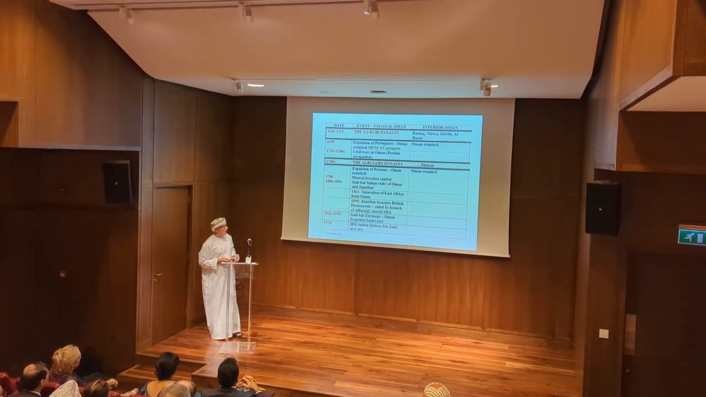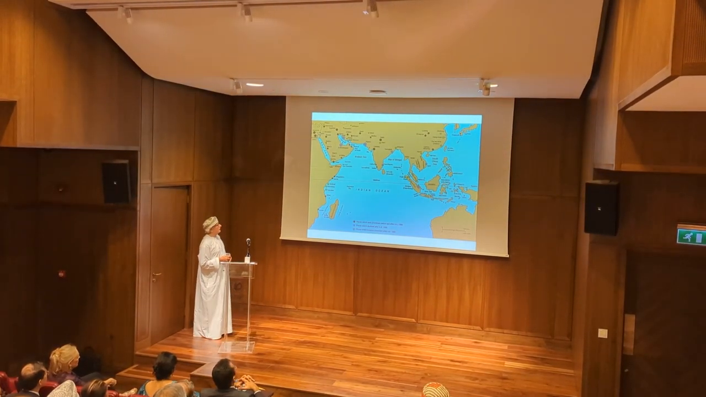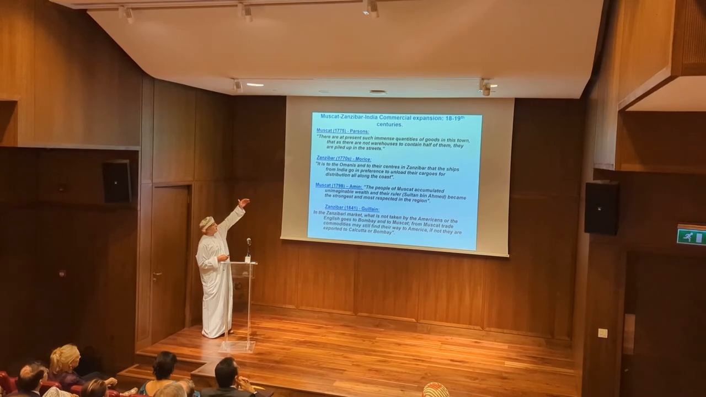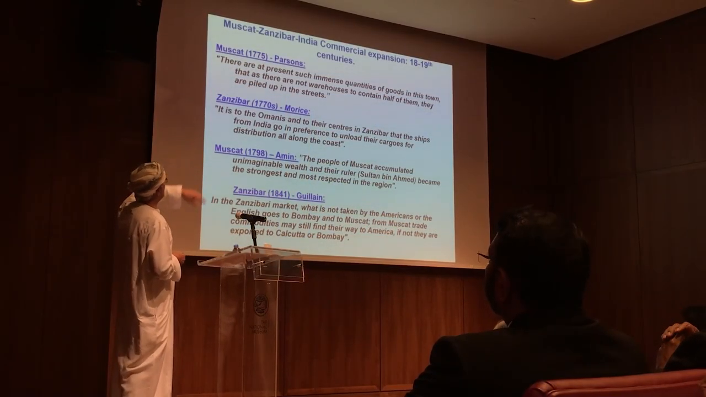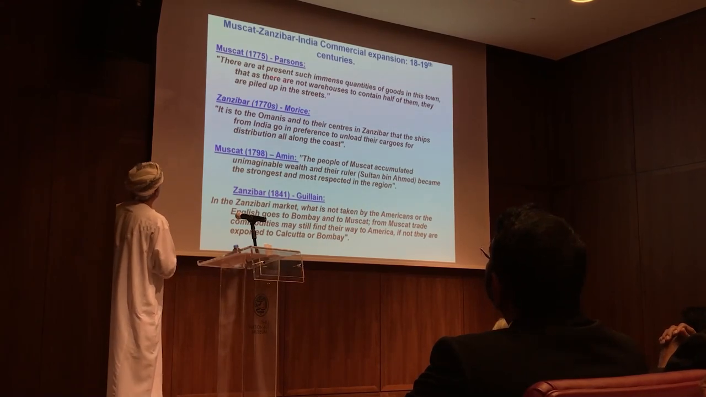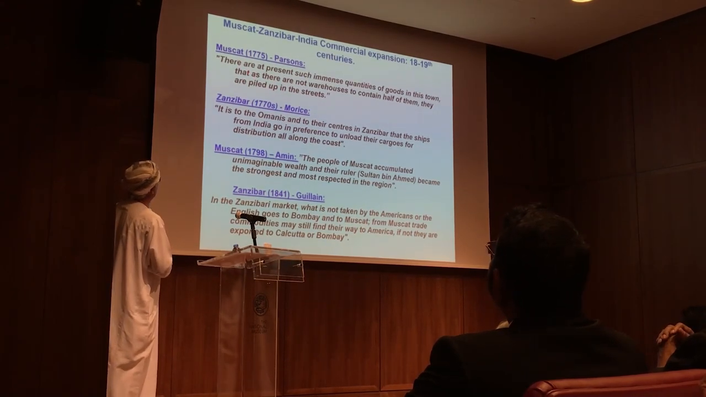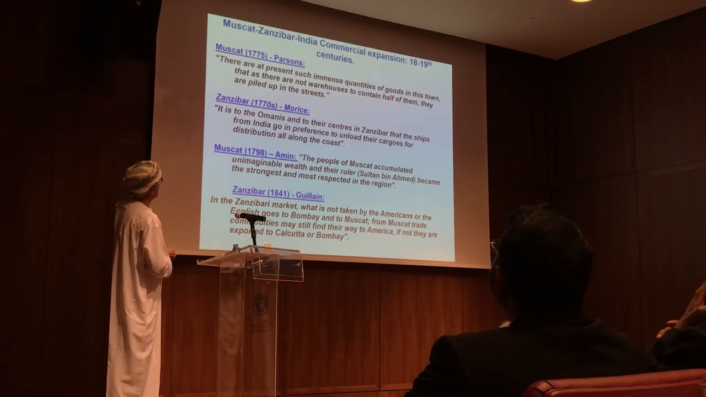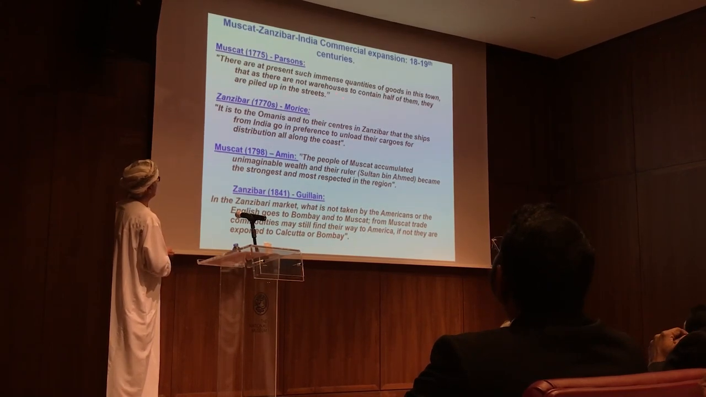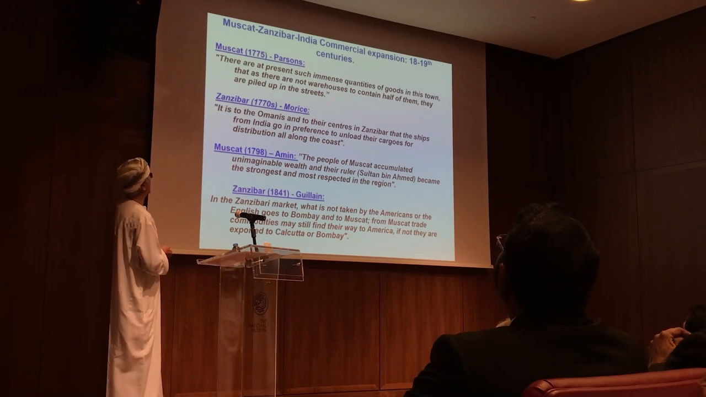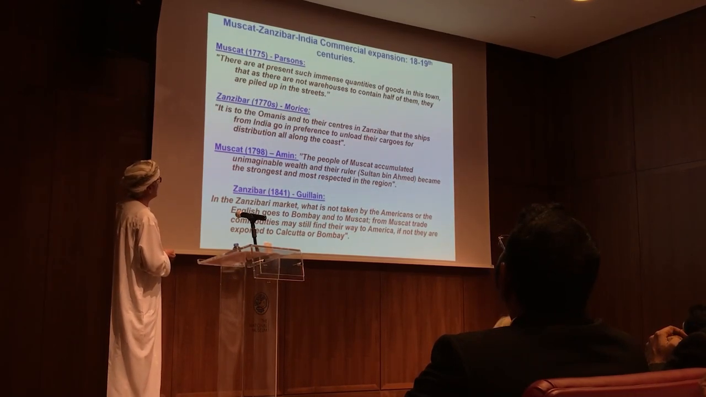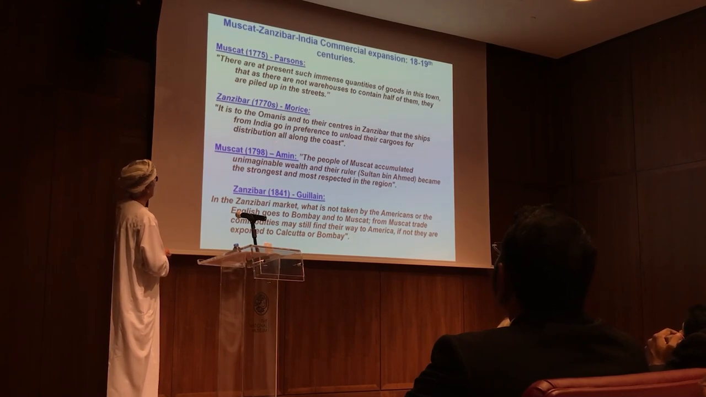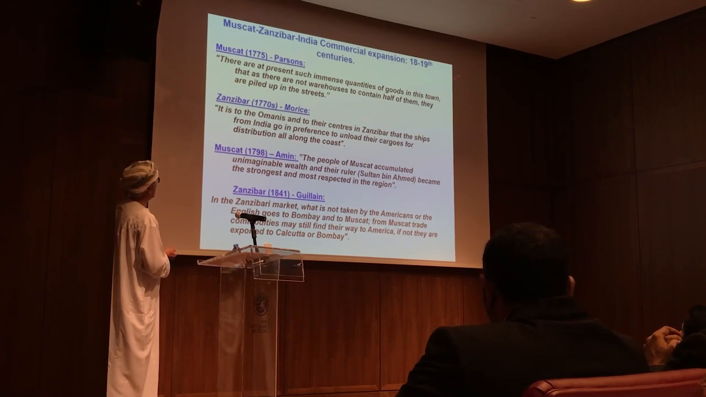So just to give you an idea of the commercial expansion, this is from different sources in the 18th and 19th century. Just to read them, this is 1775: There are such immense quantities of goods that there are not warehouses to contain half of them. This is Muscat. Zanzibar, it is to the Omanis and to the centers in Zanzibar that the ships from India in preference go to unload their cargoes for distribution all along the coast.